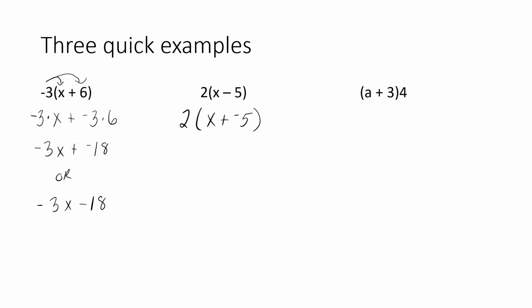Now, I'm not going to do the little arrows this time. That is 2 times x plus 2 times -5. 2 times x is 2x. 2 times -5 is -10. Or if you would prefer, you can say 2x minus 10.